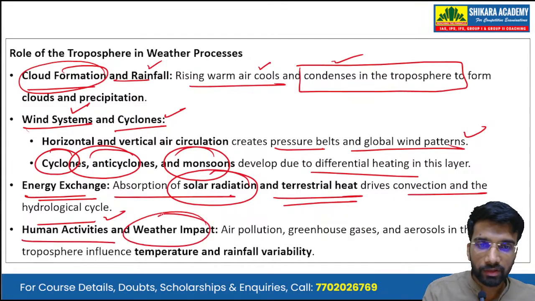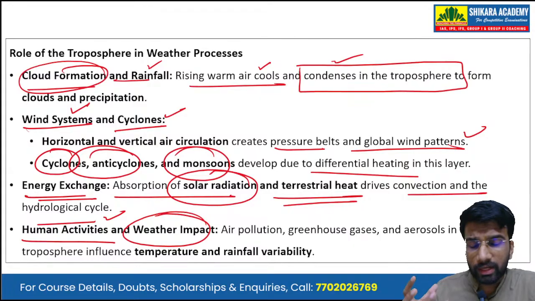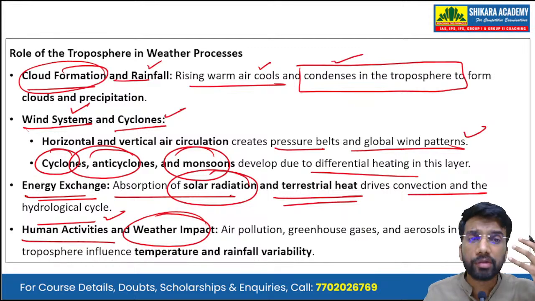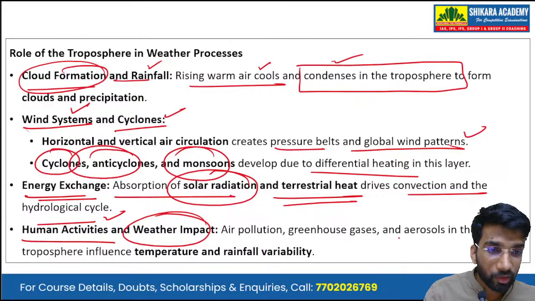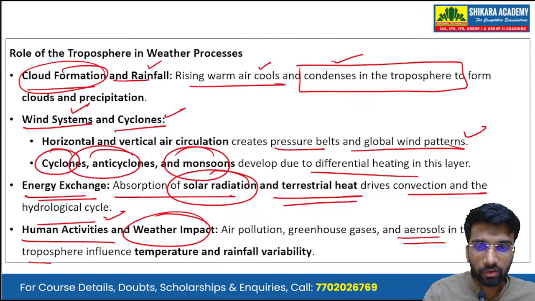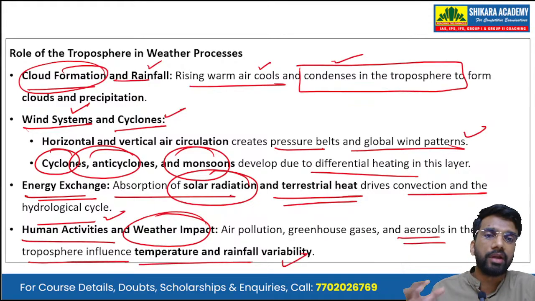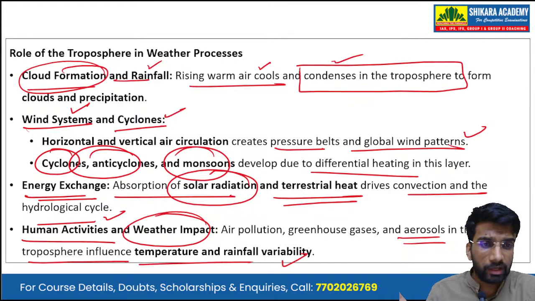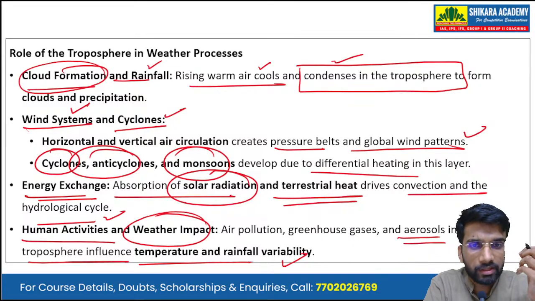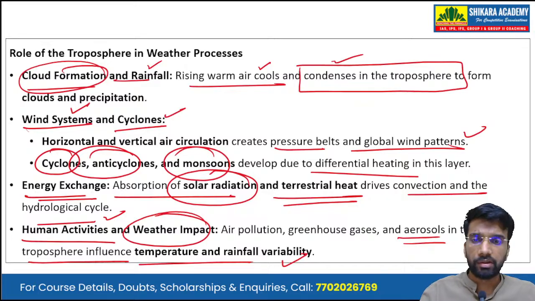Then there are human activities and their weather impact. Because of human activities, we have air pollution, with pollutants in the troposphere. Greenhouse gases are mostly concentrated in the troposphere. Aerosols are concentrated in the troposphere. So we can say the troposphere influences temperature and rainfall variability because of the presence of pollutants, greenhouse gases, and aerosols. Ultimately they will have an impact on the temperature as well as rainfall availability and the weather patterns.